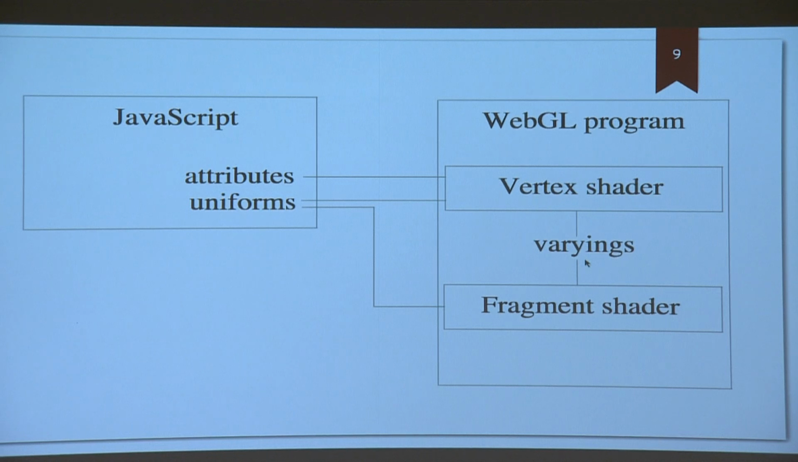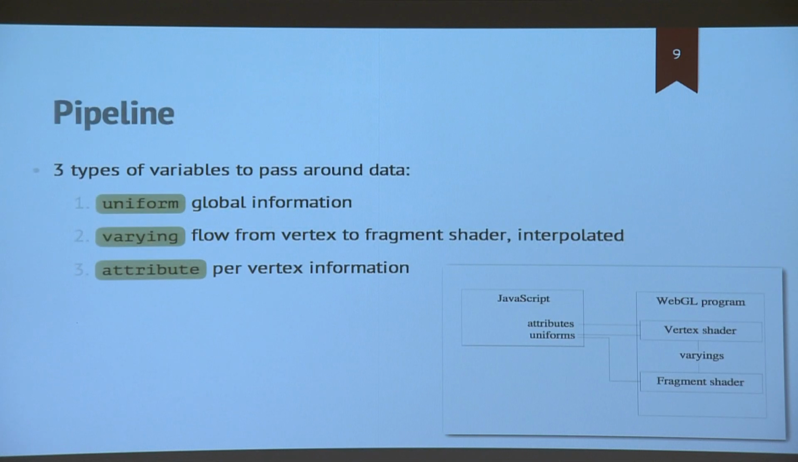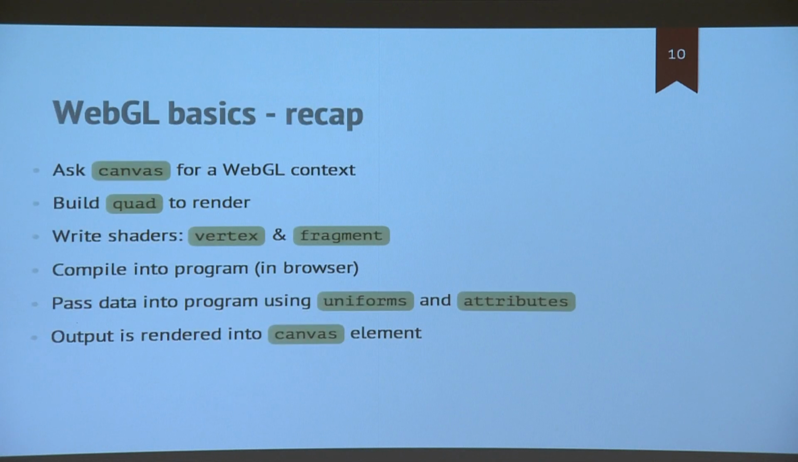And varyings are these smoothed attributes. It's something that we set in the vertex shader, and it's automatically smoothed for us and accessible in the fragment shader. Okay, so I hope that made some sense to you. If it didn't make too much sense, don't worry.